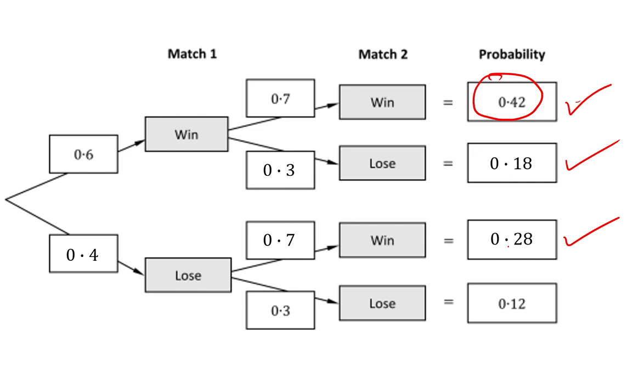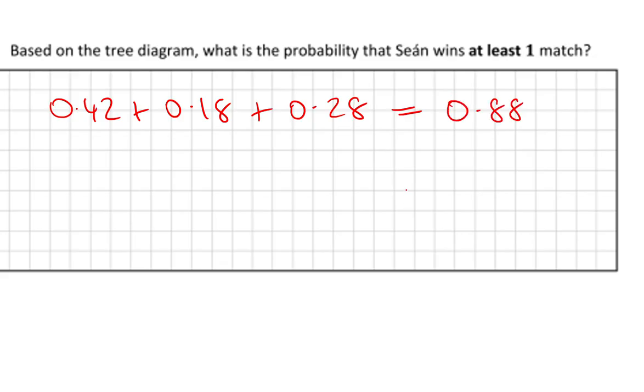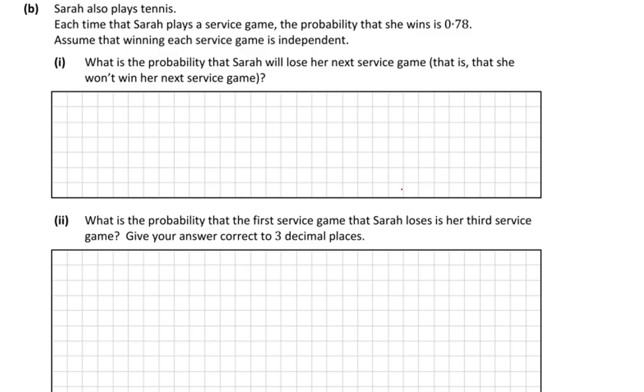0.42 plus 0.18 plus, is it 0.28? Yeah. And you get an answer of 0.88. Done? Happy? Is that right? I didn't make a mistake there, job done.